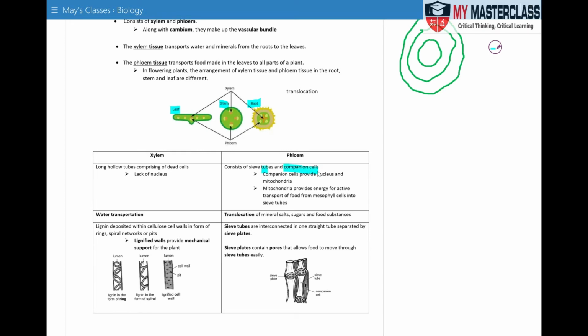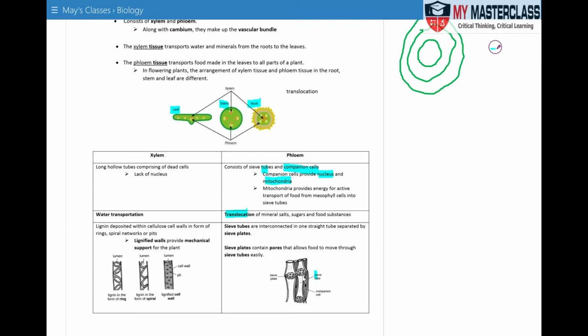Companion cells provide the nucleus and the mitochondria, meaning to say that the sieve tubes do not contain a nucleus and mitochondria. The purpose of the mitochondria is to provide energy to transport the sucrose, which is the food generated in the mesophyll cells, both your spongy and palisade mesophyll, into the sieve tubes. Not having the nucleus and mitochondria in the sieve tubes also frees up the sieve tubes for translocation to take place.